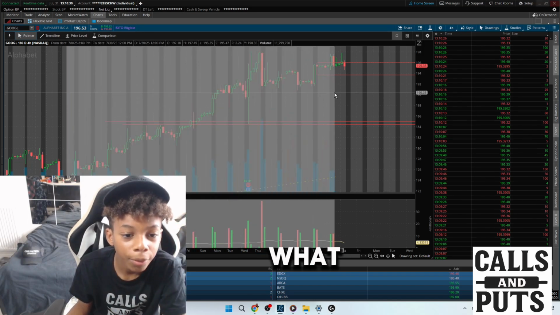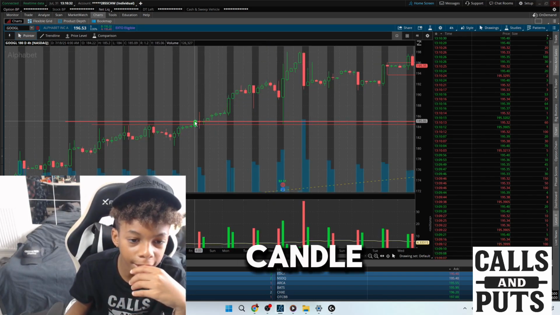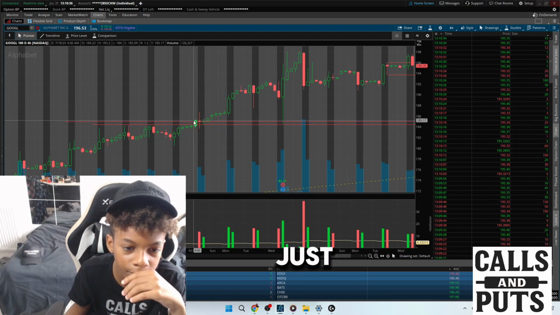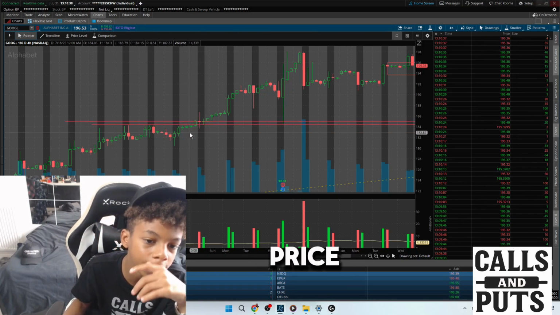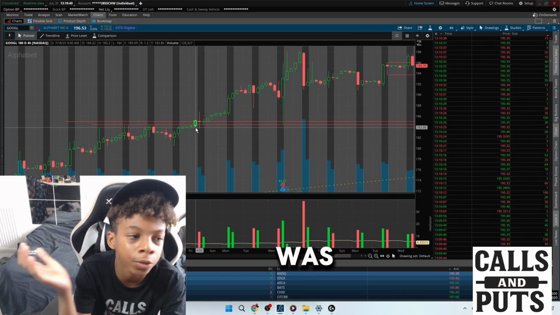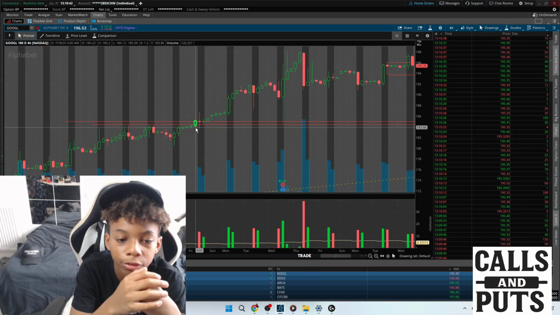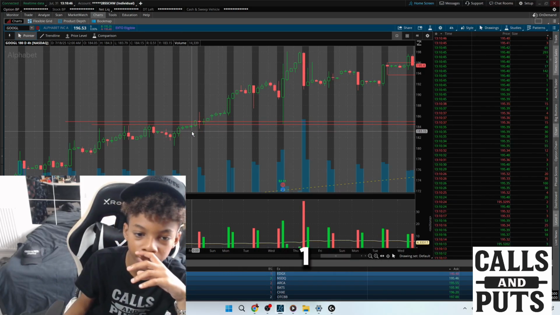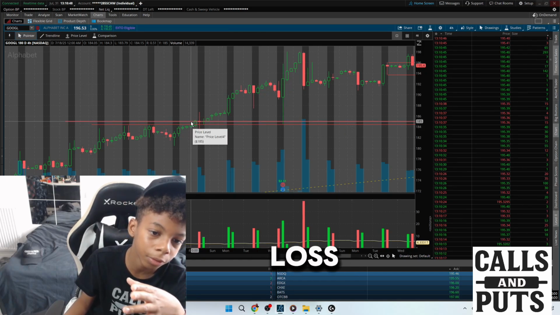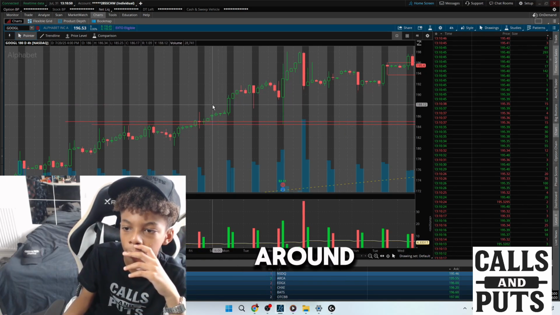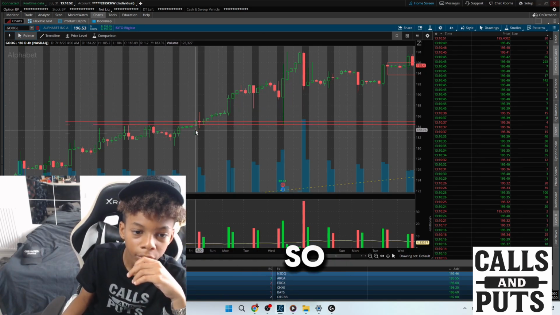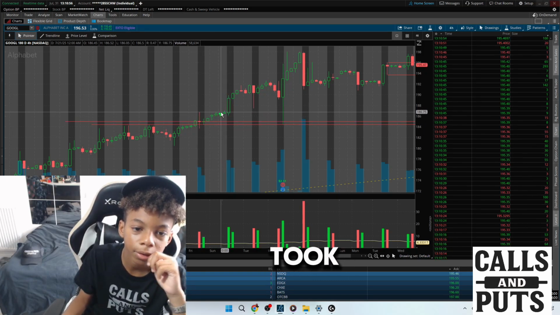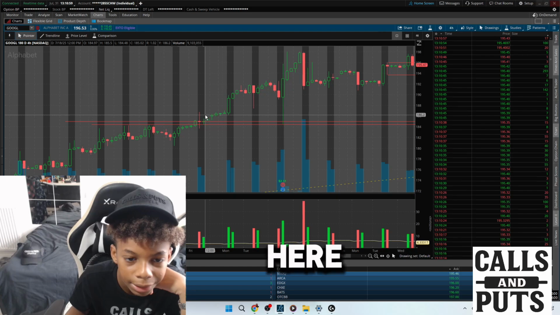So what I see here is this candle breaks out, so I enter around 185, and then the price dropped down. So it went down. My stop loss was around 183, which is quite a low stop loss. My target was around 188, I think. So it went to my stop loss and then rallied up, and I went out around here.